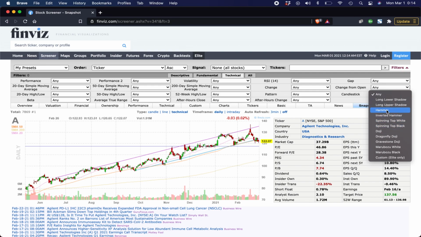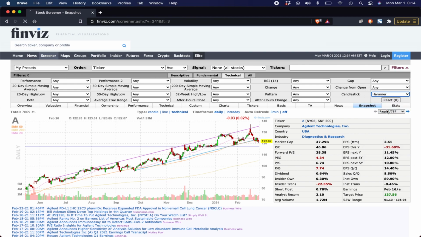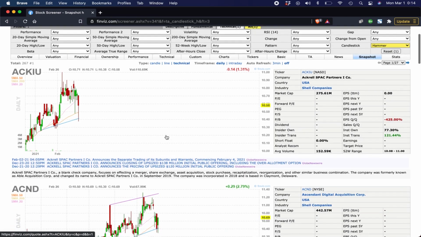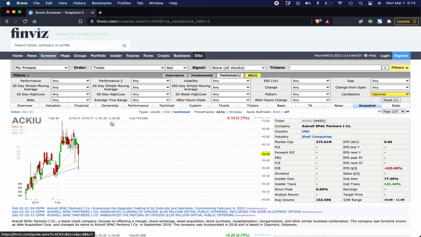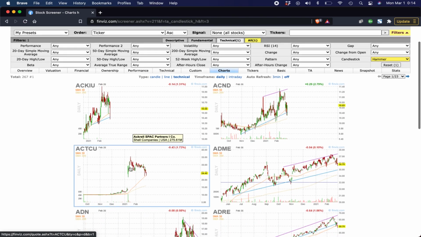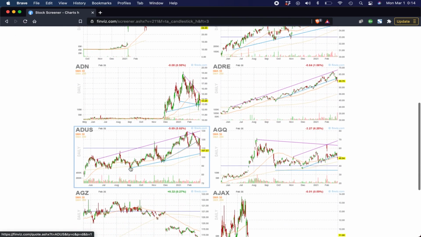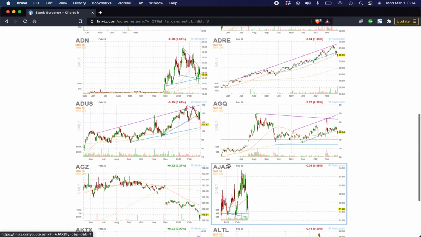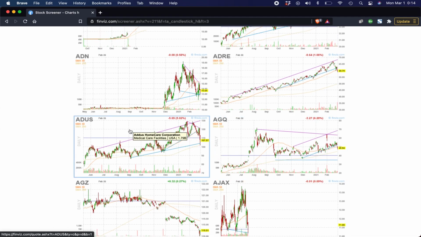But just as an example, you can click hammer and see the list of different stocks that have this pattern. So let's say I just want a chart so I can see the list of stocks hitting the hammer, right? Let's just pull one, let's say this chart.